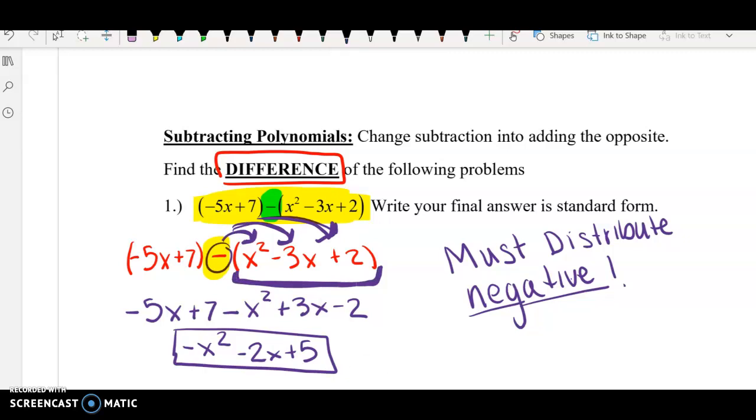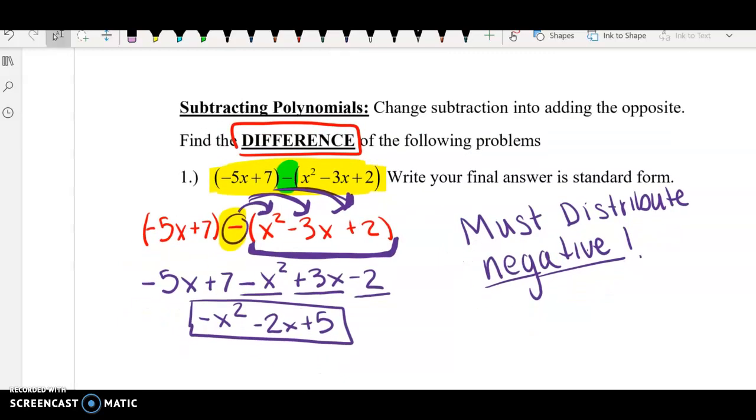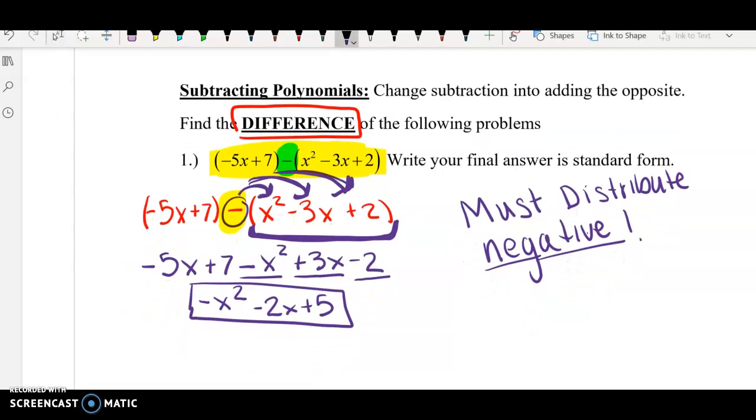So when I distribute it, I get a negative x squared, a positive 3x, and a negative 2. And then from there, I can combine my like terms. So that's when we get here a -2 or negative x squared, and then we can combine a negative 5x and 3x, and then our 7 and -2.